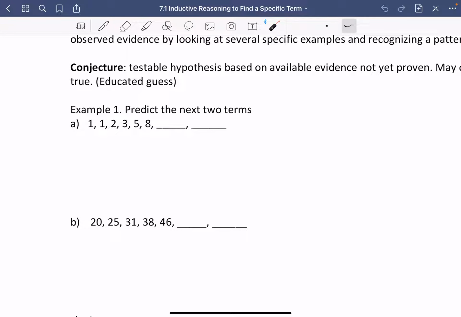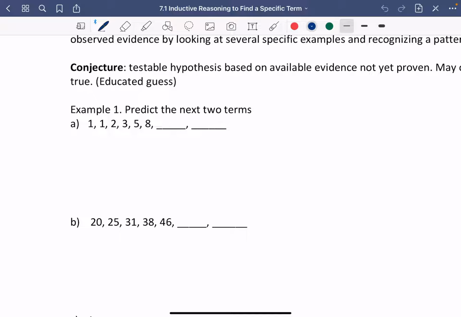First one, the first example here is 1, 1, 2, 3, 5, 8, and it asks you to find the next two terms. Now, what pattern can you find here? It might not be obvious to you, but this is a very famous pattern. It's called the Fibonacci sequence.